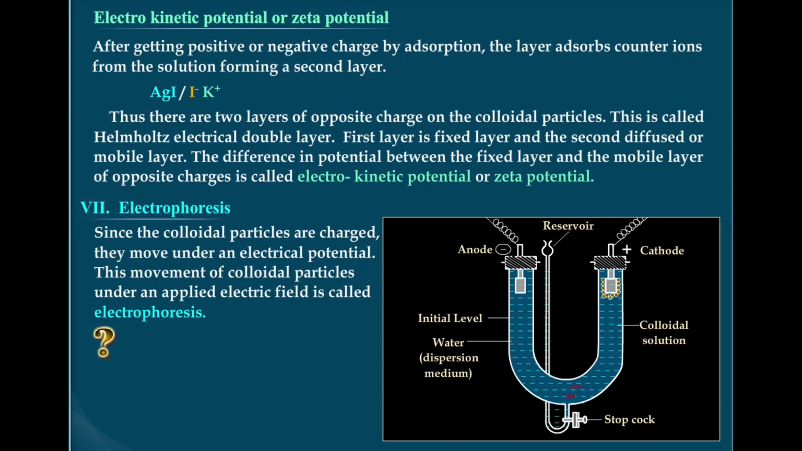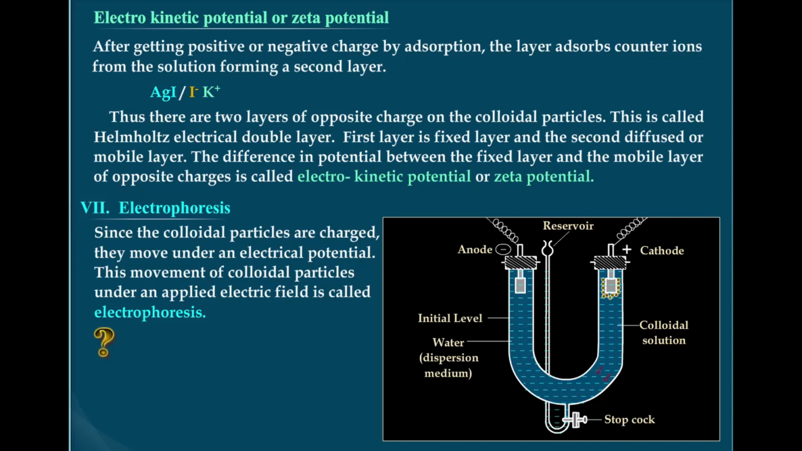electrophoresis. As you can see, the colloidal solution is kept in a U-tube. When electrical potential is applied between two platinum electrodes dipped in the colloidal solution, the colloidal particles move towards one or the other electrode. This movement of colloidal particles under an applied electric potential is called electrophoresis. Positively charged particles move towards the cathode, while negatively charged particles move towards the anode.